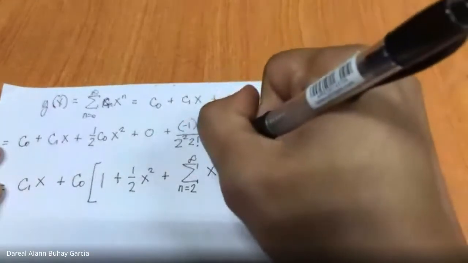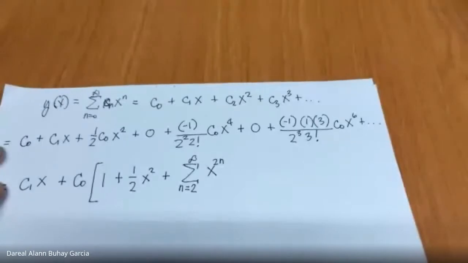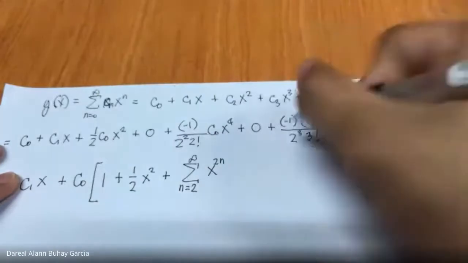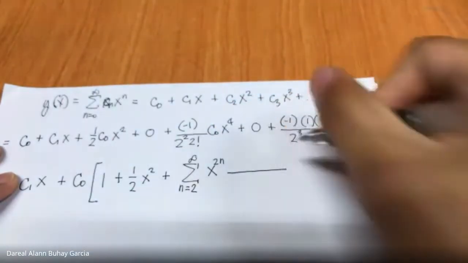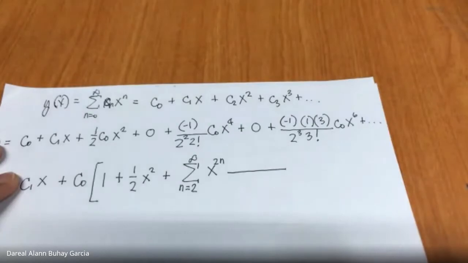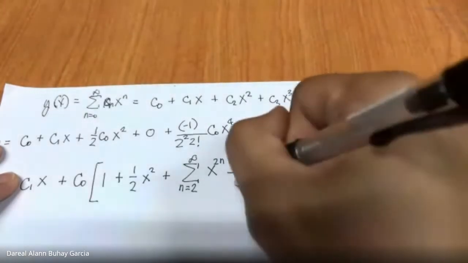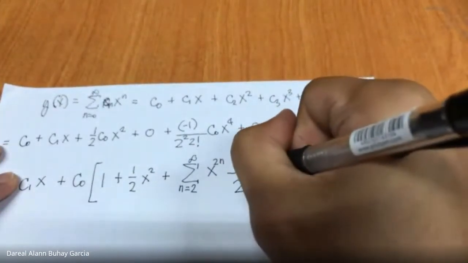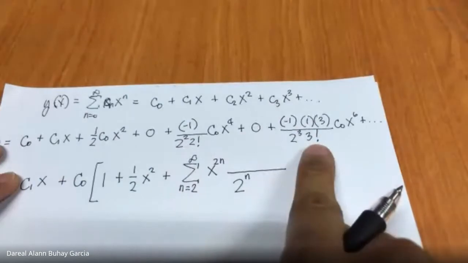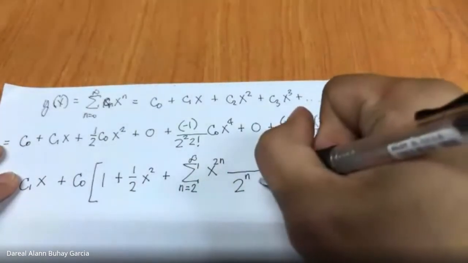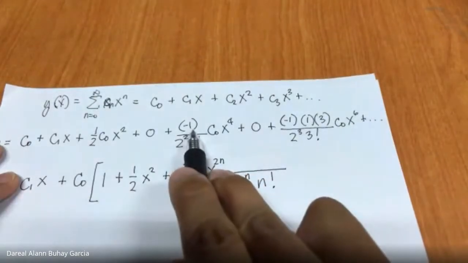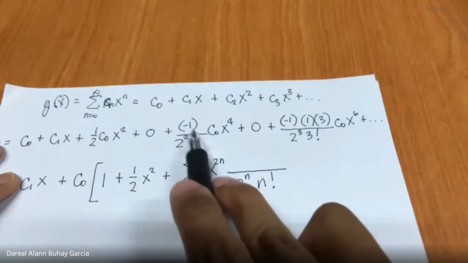So 2n. Okay, very good. Next, this one has no C sub 0. Denominator first. Denominator. 2 to the power of, the 2 keeps repeating. Yes, very good. 2 raised to the power of n and factorial. Okay. Factorial. The negative 1, what is this negative?